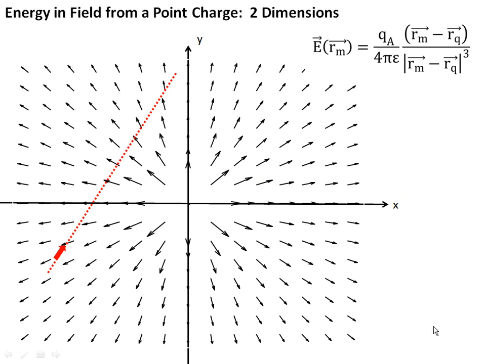So here I've plotted the vector field from a single charge, again Q sub A at the origin. It's given by this expression, and what I'm going to do is I'm going to take some other charge, my little Q sub B, and I'm going to move it from point 1 all the way to point 2 over here, and I want to know what the change in potential energy is, or the difference in potential, the voltage between point 1 and point 2, as we would call it in electrical engineering.